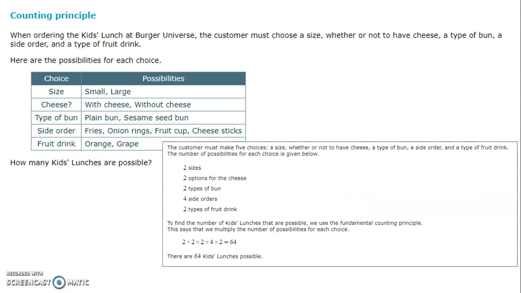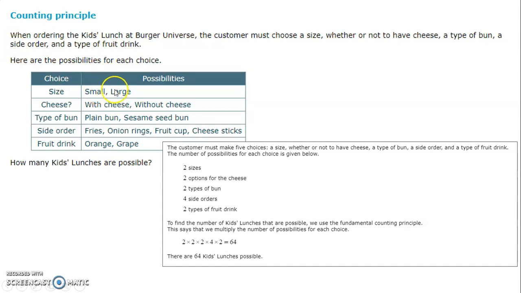Here's another example. You might see one like this where you're ordering a kid's lunch at a restaurant called Burger Universe, and the customer has to choose a size, whether or not to have cheese, type of bun, side order, and type of fruit snack. We're going to use the counting principle to find out how many kids' lunches are possible, and you'll just count the number of options you have at each step.